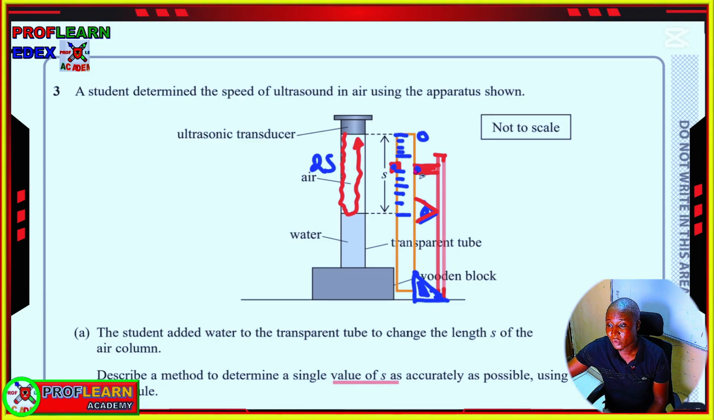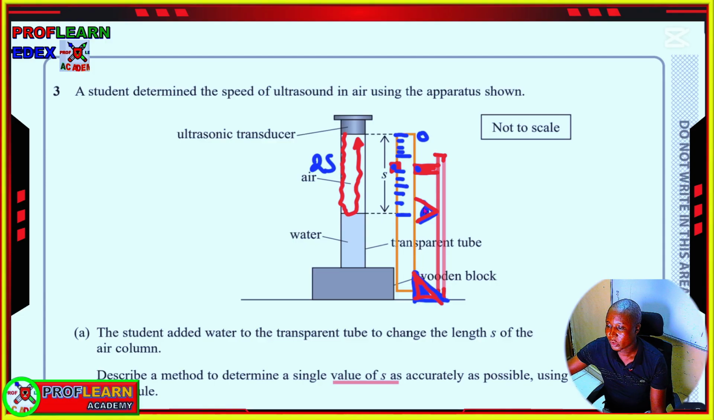The first thing, we have to ensure that the meter rule is clamped in position and is brought close to where you want to take the measurement. You clamp the meter rule in position, and then ensure that the meter rule is vertical. And how do you ensure it's vertical? You use a set square to check whether the meter rule is vertical. In that case, you can see I've placed my set square here to check whether this is vertical.